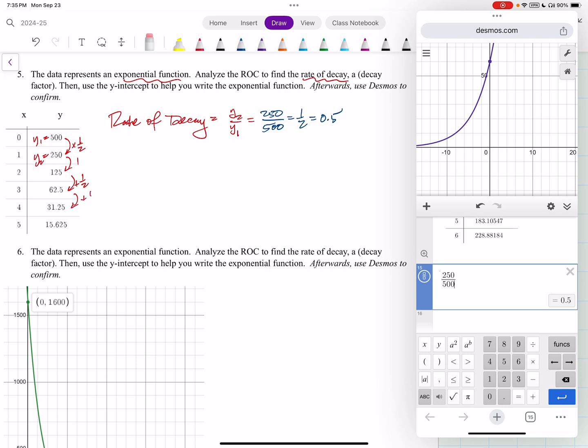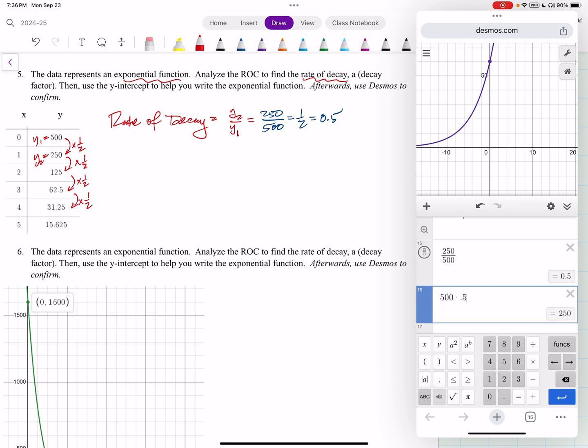And let me just change this. I didn't mean plus, I meant times. So times 1/2, times 1/2, times 1/2. And again, you put your numbers in, your starting value is 500, and then you multiply it by 0.5 times 0.5 times 0.5, and you can see the numbers get smaller and smaller and smaller. So my exponential function always looks like a times b to the power of x.